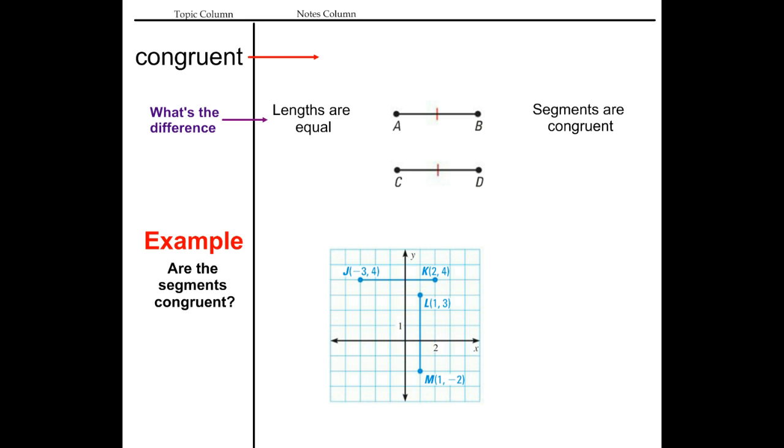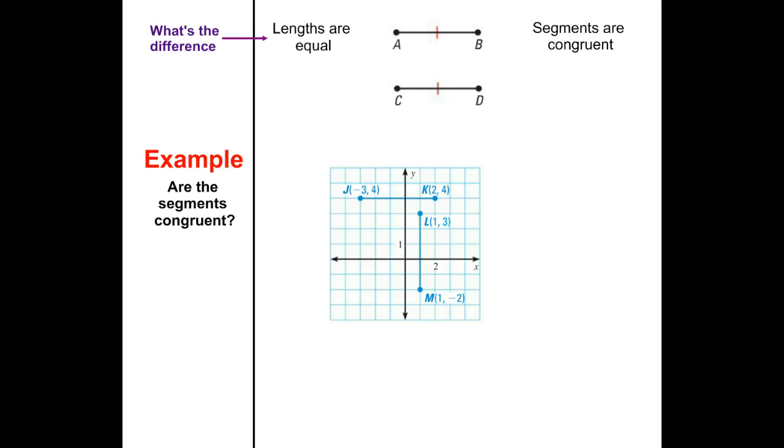All right, what does congruence mean? Well, what congruence means is they are the same. So the same exact thing. When we're talking about segments, if segments are congruent, they have the same length. So if we look at AB, segment AB is congruent to CD, that means the distance is the same. The length is the same. So let's do an example.